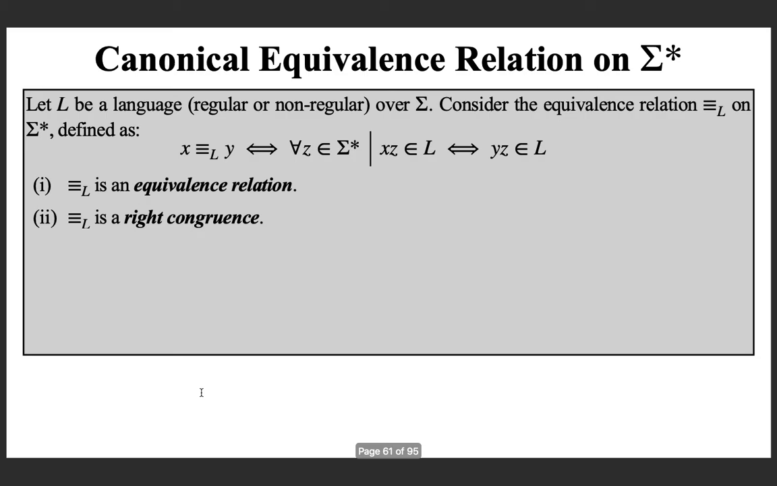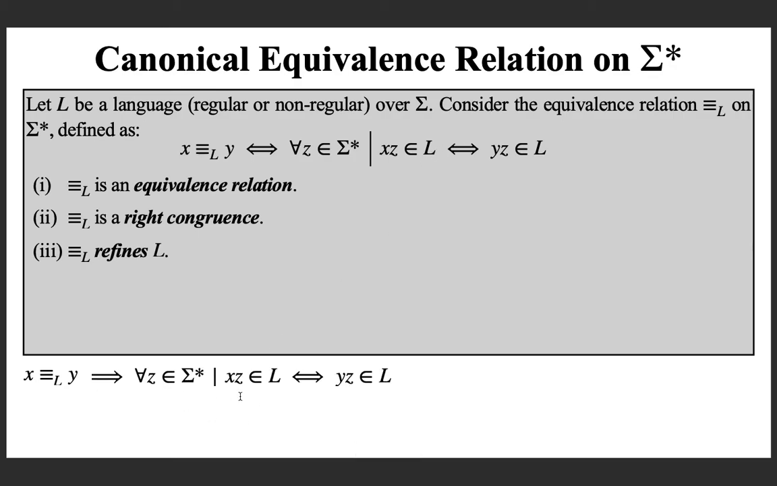So it's right congruence. Then the third property: the canonical relation refines the language. That means if x and y are related, then either both x and y are in the language or both x and y are not in the language. How will you prove it? Assume that x is related to y. Then by definition, for all z, xz is in the language if and only if yz is in the language. Then you can say x is in the language if and only if y is in the language. How can you say this?